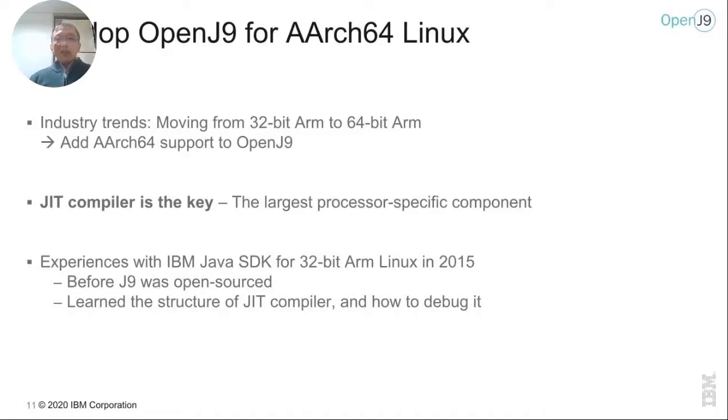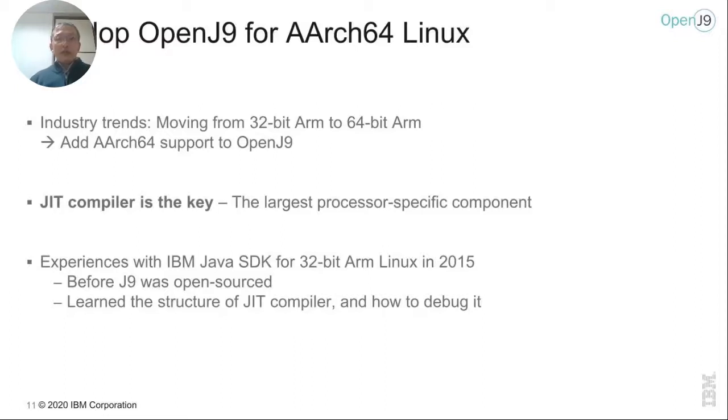As I mentioned earlier in this talk, I belong to a team in IBM Japan that delivers embedded Java solutions to our customers. It was clear that many of our customers were going to switch from 32-bit ARM to 64-bit ARM in the near future. That is the reason why our team decided to add 64-bit ARM to the list of supported architectures of OpenJ9 in early 2018. And the target OS is Linux.